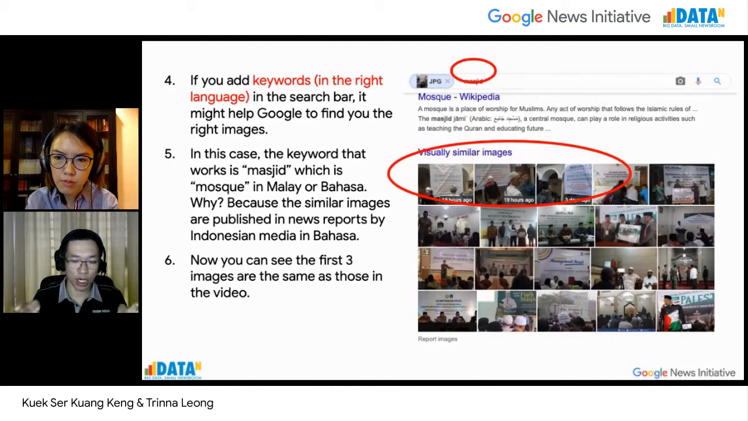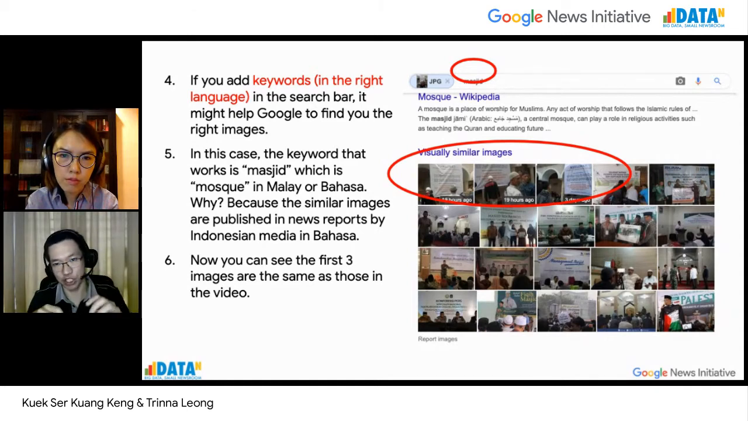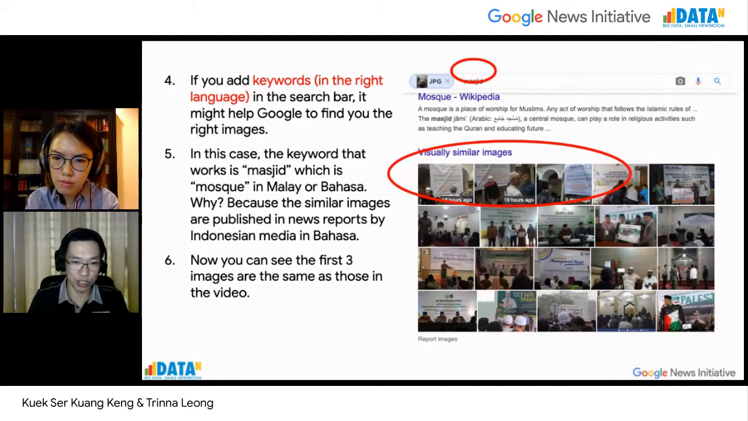In these two countries, this kind of stories might be reported by media in Bahasa or media in Malay, and they would use the word masjid instead of mosque. So I put the word masjid together with the image and do the standard enter and search again. And then, boom, I was able to find at least 3 images, 1, 2, 3, which show the incident that happened in the video that I got, right?